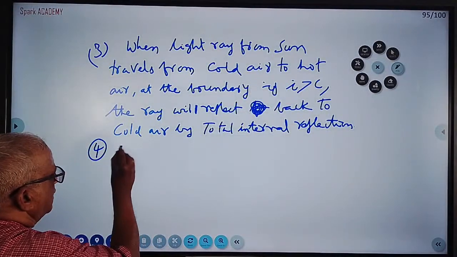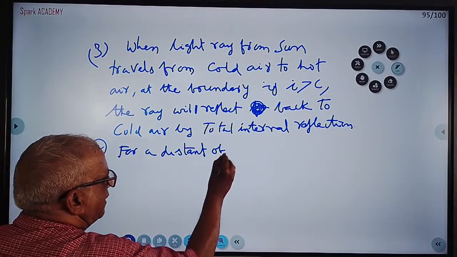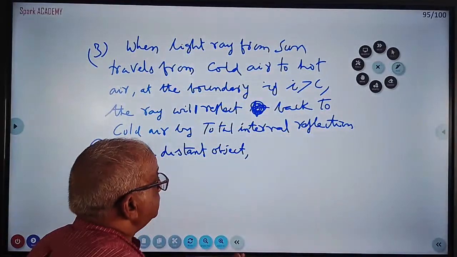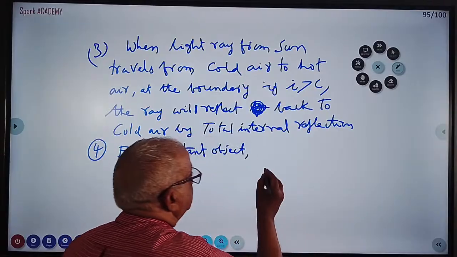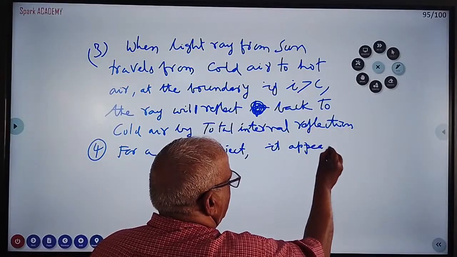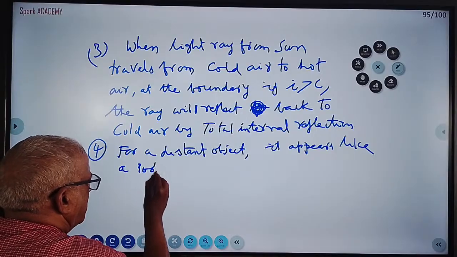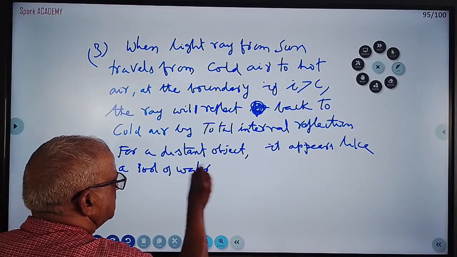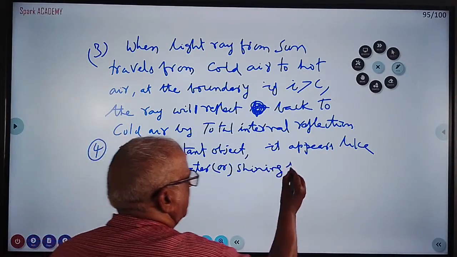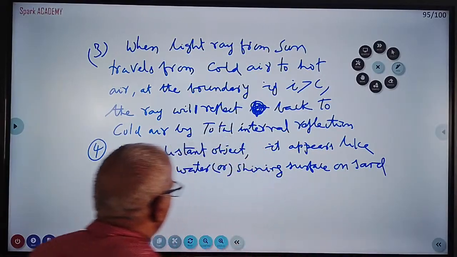For a distant observer, it appears like a pool of water or shining surface on the sand due to total internal reflection.